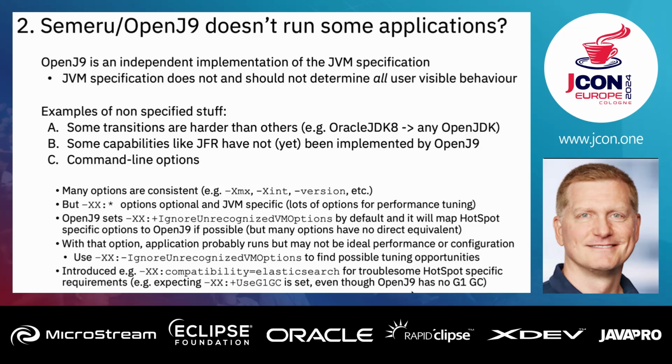You can add this compatibility option equals Elasticsearch. And if you're running Elasticsearch, it will actually lie and say it's using G1 GC even though it's not, just to get past that check. Lots of people use Elasticsearch with OpenJ9. Lots of people at IBM use Elasticsearch. So it works, and it has the same performance characteristics that OpenJ9 traditionally has.